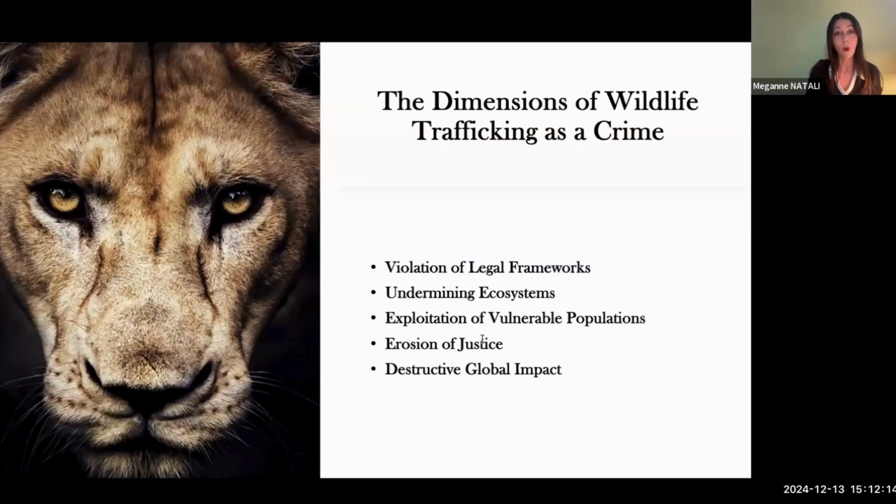So as a wildlife crime, wildlife trafficking thus constitutes a direct violation of laws designed to safeguard biodiversity, such as the CITES and national wildlife protection statutes. And beyond breaching regulation, the illegal activity undermines the integrity of ecosystems, exploits vulnerable populations, and erodes the foundational principles of justice. The criminality of wildlife trafficking thus lies not only in its covert operation and circumvention of legal frameworks, but also in its destructive impact on global biodiversity and the ethical obligation to protect sentient beings and their habitats.